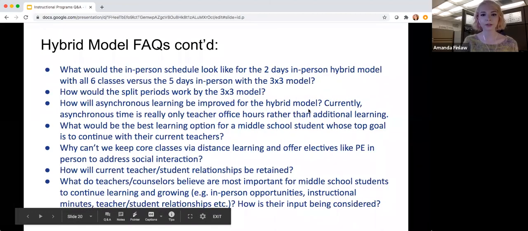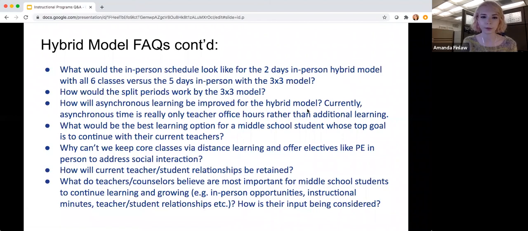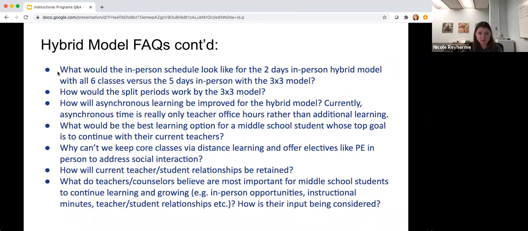What would the in-person schedule look like for the 2 days in-person hybrid model with all 6 classes versus the 5 days in person with the 3x3 model? I'm just going to give a general idea because, again, I want to specify that we don't have the details of all of these schedules worked out. The 2-day 6 classes model really looks very similar to what we're doing right now in distance learning.